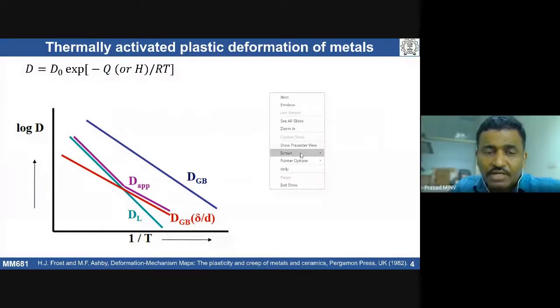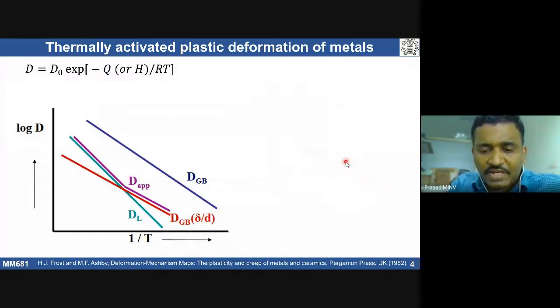Okay, thank you. So basically, we are talking about different types of diffusivities that we see in crystalline materials. We do talk about self-diffusion, lattice diffusion, and grain boundary diffusion. The last one is pipe diffusion. Four different types of diffusivities we encounter in crystalline materials.